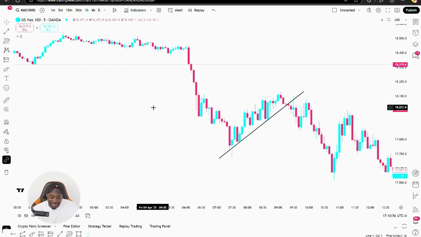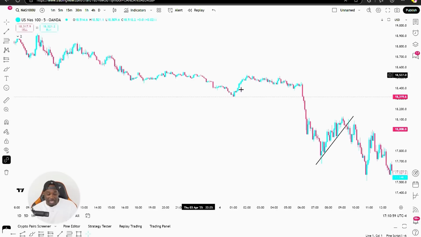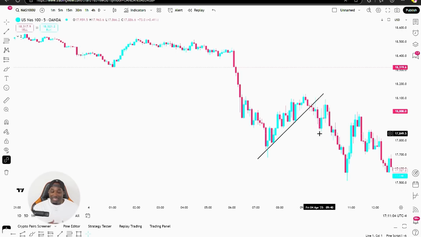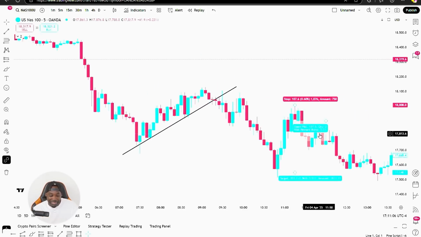So right here, this is another good example. So we have the environment. What type of environment is this? Well, it's a trending environment. Okay. The second one is the level. What level are we looking at? Well, we're looking at this level right here.